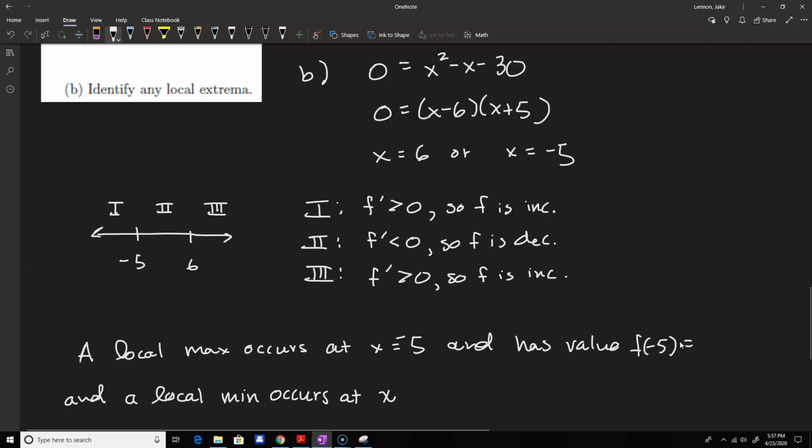So we have negative 5 to the third power over 3 minus negative 5 squared over 2 minus 30 times negative 5. So yeah, this comes out to 575 over 6.